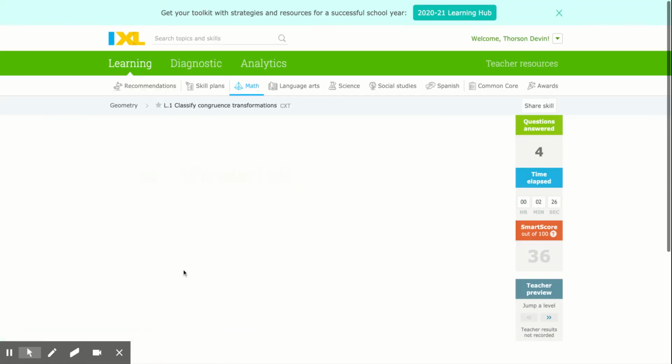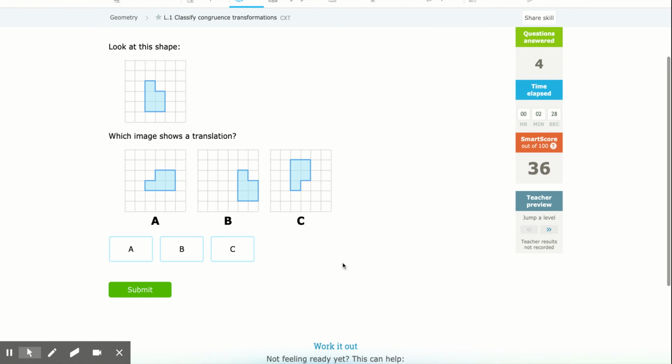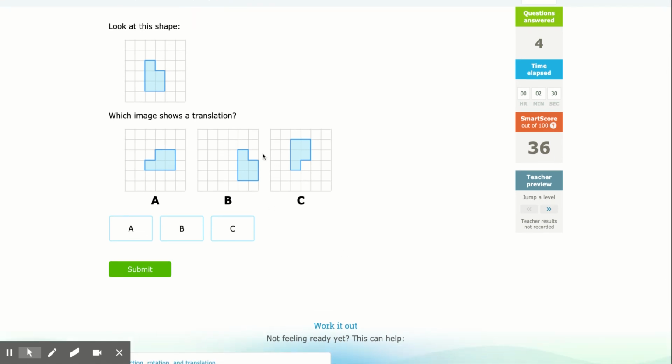We'll talk more about the specifics of rotations and translations and reflections in another lesson. Right now, just try to recognize which one is a translation, which one looks the same, it's just been moved over and down. That's B.